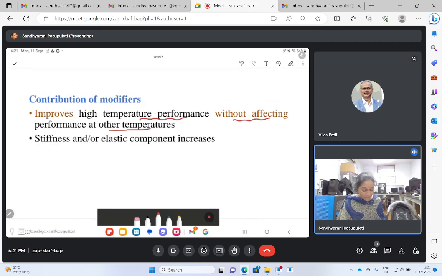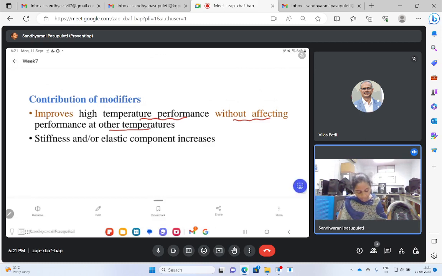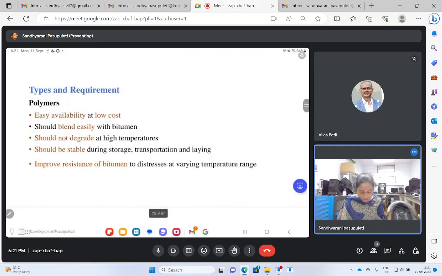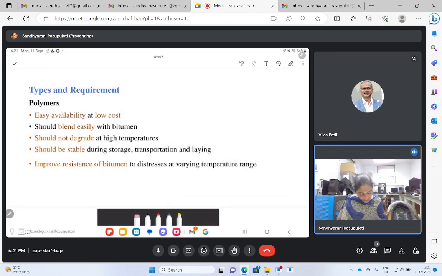The main difference between the unmodified and modified binders is that when the load or tire pressure is applied on the bitumen, unmodified binders have the tendency to not recover. Even if you provide a lot of time after the removal of the load, they still are not able to recover. Whereas modified binders are able to recover, thereby we can reduce the permanent deformation or plastic strain in the pavement surface. So there are various types of modifiers available to improve the performance of unmodified binders. Polymers are the most widely used modifiers.